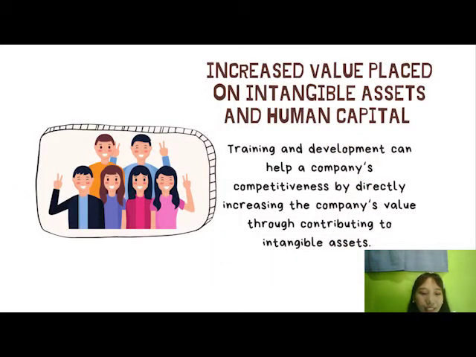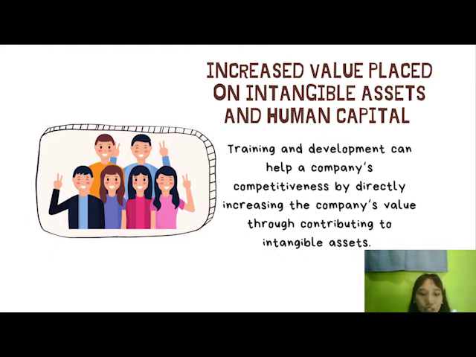Okay? Next, the next force is what we know as the increased value placed on intangible assets and human capital. Similar to the first forces I have presented, training and development also play an essential part when it comes to the strengthening and enhancing of a company's competitiveness by means of directly increasing its value through contributing to intangible assets.